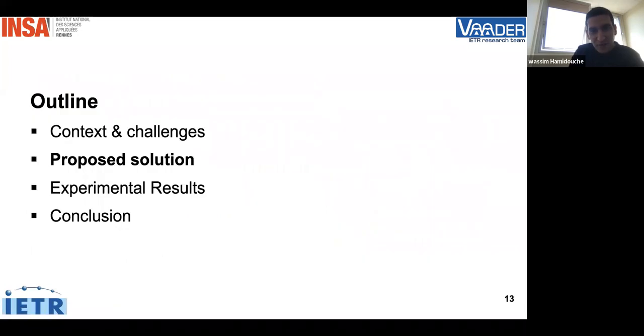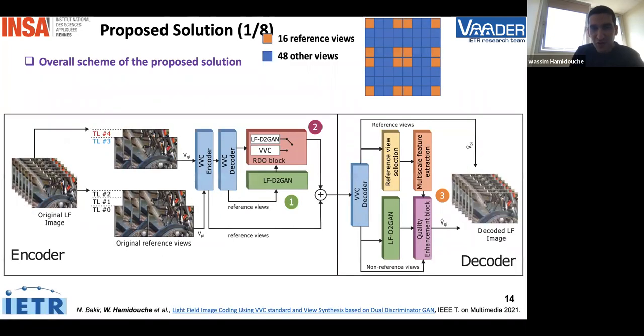Now we will present the proposed solution. So the proposed solution is presented in this scheme. I will try to explain it clearly. So in this first part, we have the encoder, and in the second part, we have the decoder. So first, as you can see here, we have our light field views. Each small rectangle here is one view.